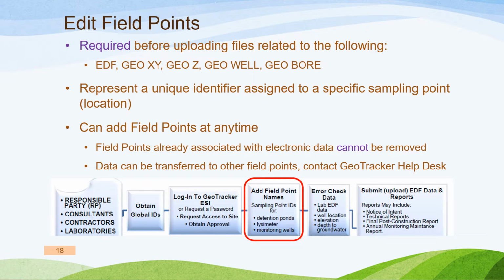So the next step on the upload process is adding or editing field points. Field points, again, represent a unique identifier that is assigned to a specific sampling location, and they are required to upload before uploading the following file types: EDF, GeoXY, GeoZ, GeoWell, and GeoBore. At any time, field points can be added to the system for this facility. That said, it can be removed if there is no data associated with it.